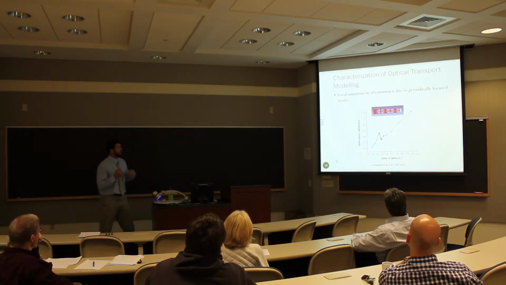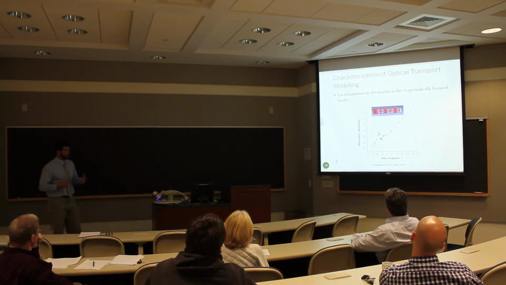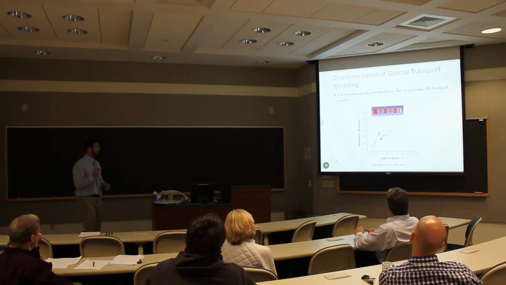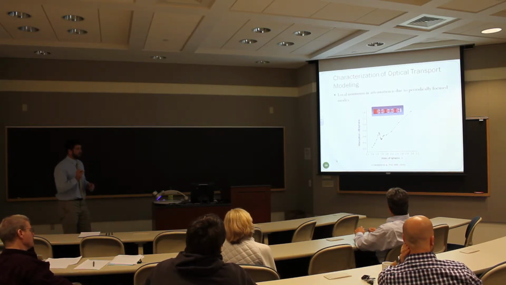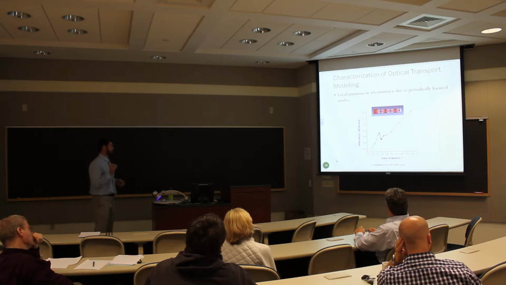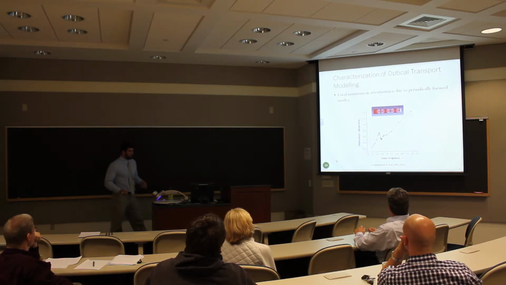We also modeled the optical transport in these chains. This figure here is an attenuation plot as a function of sphere index, and this is for the portion of the 15th to 20th sphere. And as you can see, there's a local minima here in the attenuation per sphere, and that's corresponding to periodic focusing.